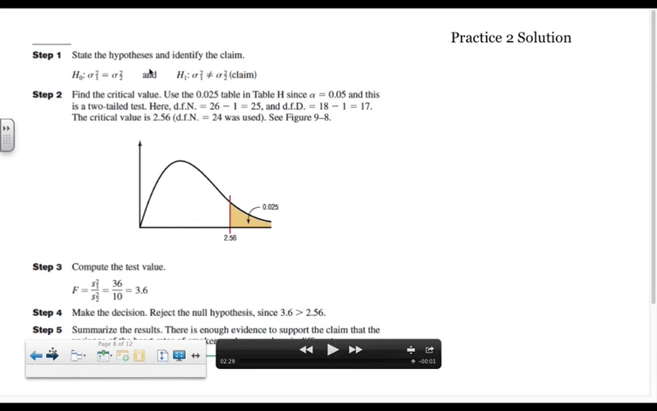Okay. So the hypothesis is that they're equal and not equal to. Okay, we use the chart with the degrees of freedom of 25 and 17. We compare the critical values, and we compute the test value, which is 3.6. It's bigger than 2.56, so we can reject.